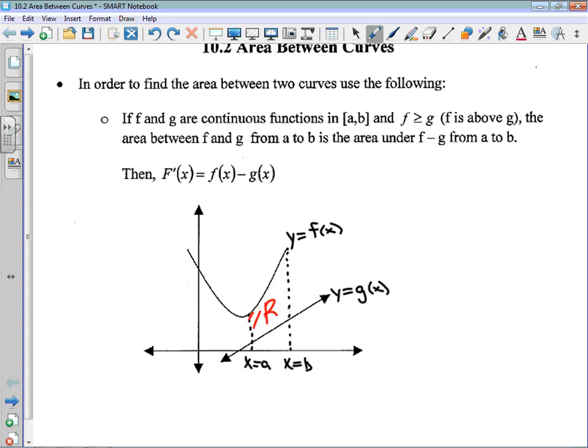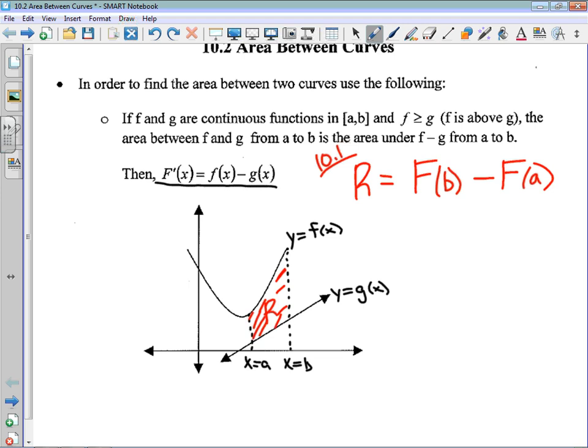Now, I'd like to make that definition for R at this point too. If we say f prime is f of x minus g of x, then that region is going to be the antiderivative of f prime, which is capital F evaluated at b minus capital F evaluated at a. That's what we did in 10.1. I'll just put a 10.1 over here. The only add-on in 10.2 is that we have to be able to come up with that f prime formula right here. And then once we know that, we can use our basically 10.1 technique to find that region.